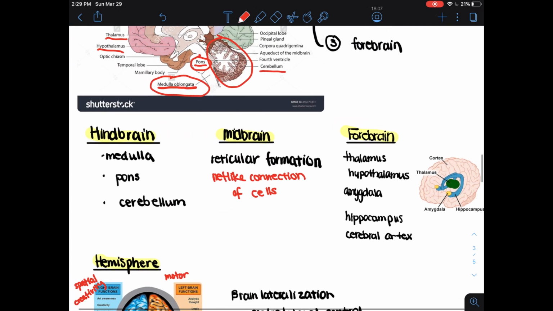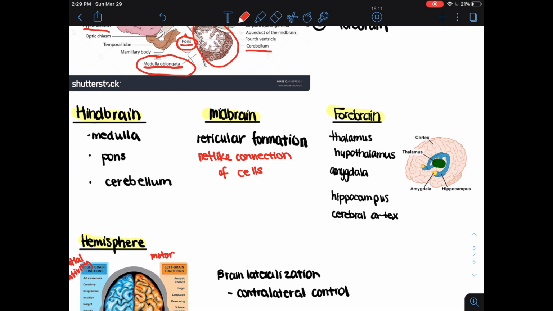And then you have your hypothalamus. Your hypothalamus is right next to your thalamus, and it controls metabolic functions like body temperature, sexual arousal, and it's on top of the pituitary gland. That's why it has all of these functions, and it can tell you when you're hungry or thirsty, and it also controls your endocrine system.